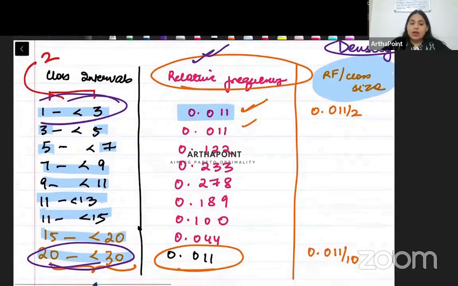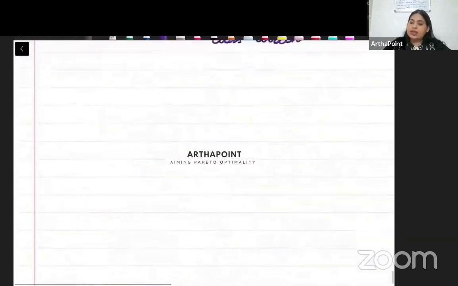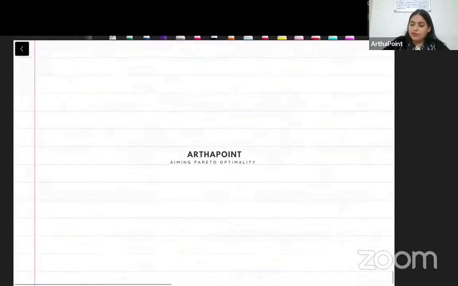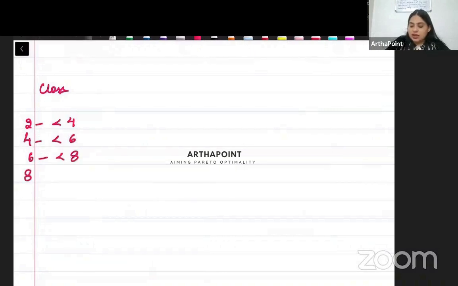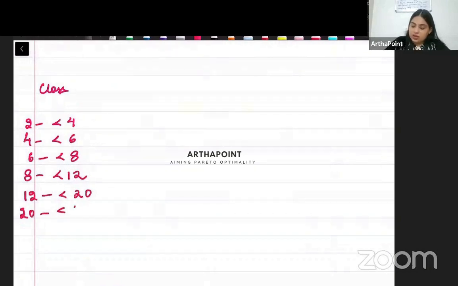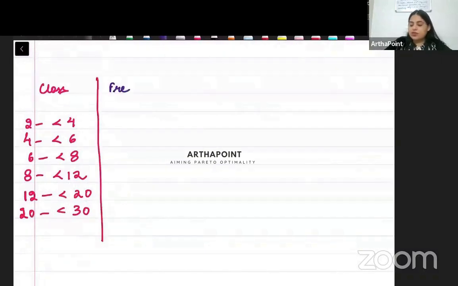Is this clear? Now, let us go ahead and take an example and then I will leave you for the day. So take an example. Suppose I tell you the class is 2 se leke less than 4. The class is 4 to less than 6, 6 to less than 8, 8 to less than 12, 12 to less than 20, and 20 to less than 30. Right? And we go ahead and we have frequency here.